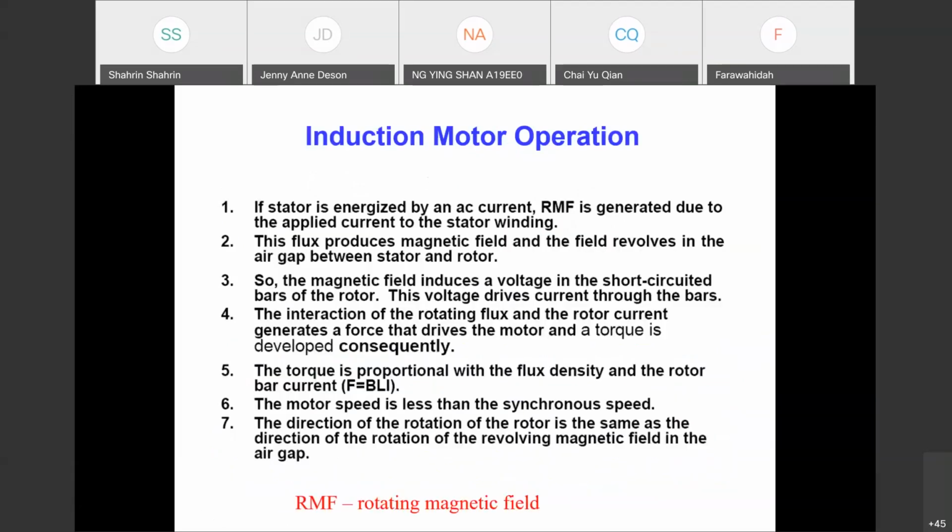And this is the induction motor operation. I think I can skip this one. The main keyword here is the rotating magnetic flux. I hope you have already watched the video. The animation is the best way to explain this RMF and so on.